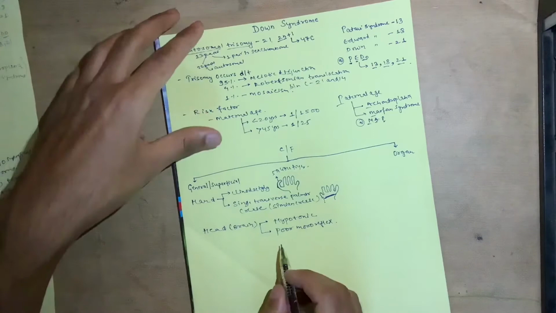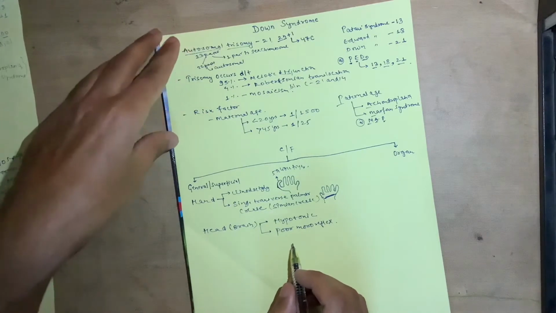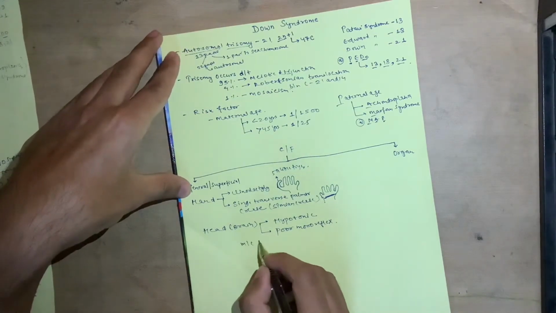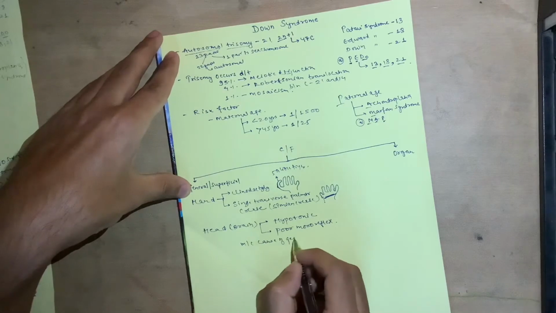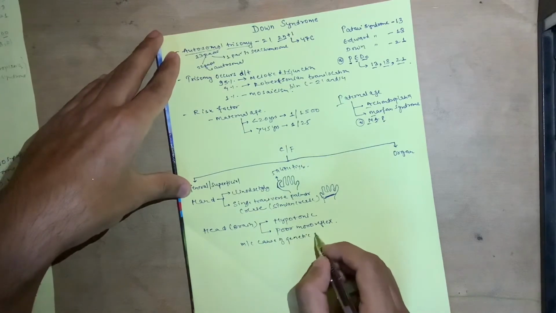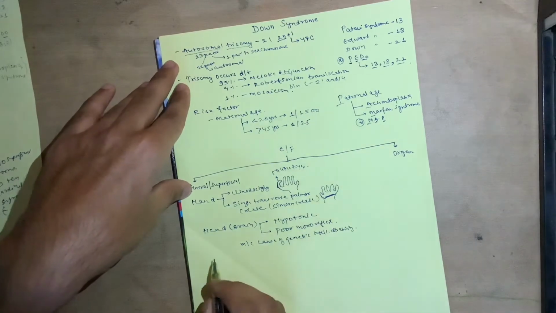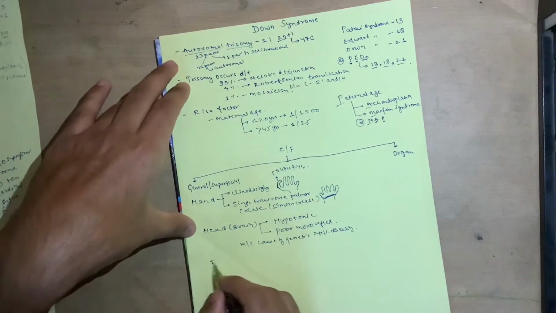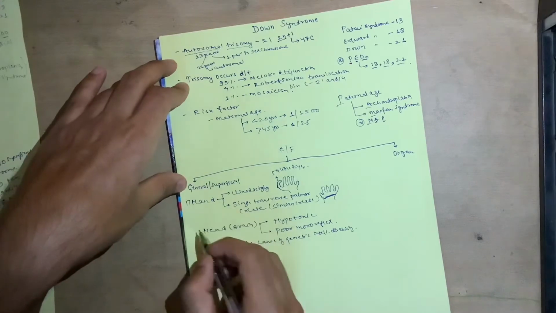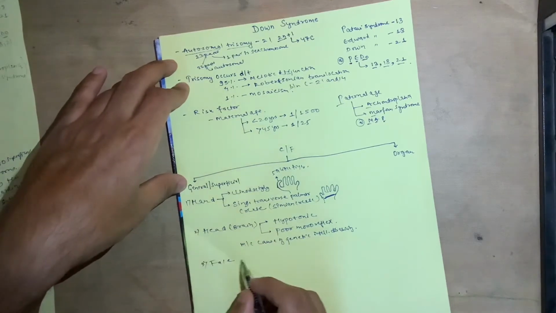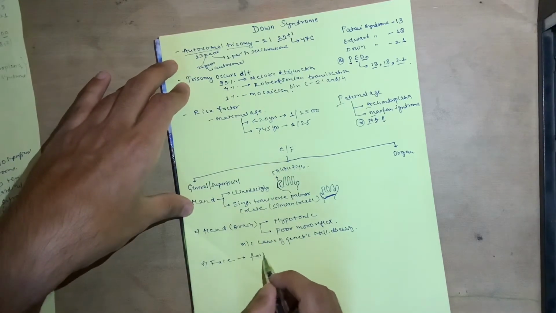And Down syndrome is the most common cause of genetic intellectual disability. It is the most common cause of genetic intellectual disability. So from here we go to face. In face, the face is a flat face. Flat face.